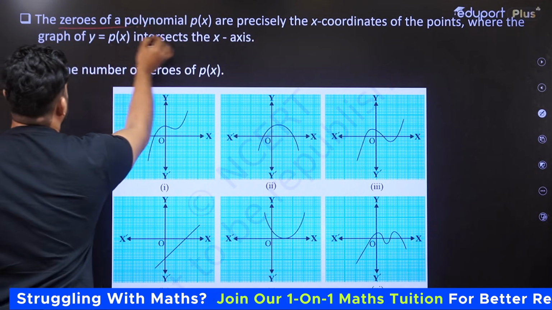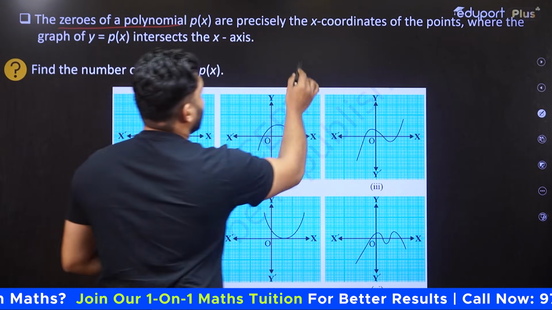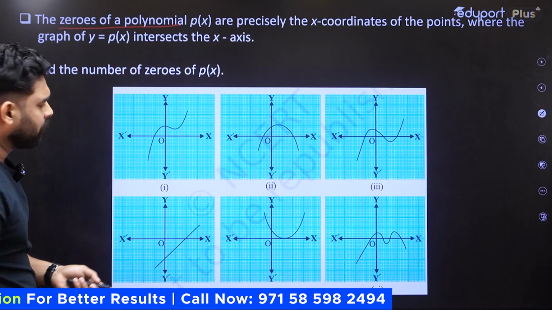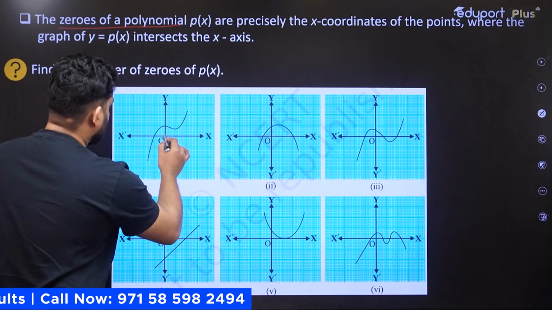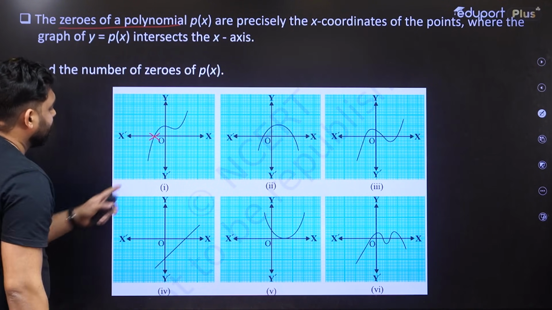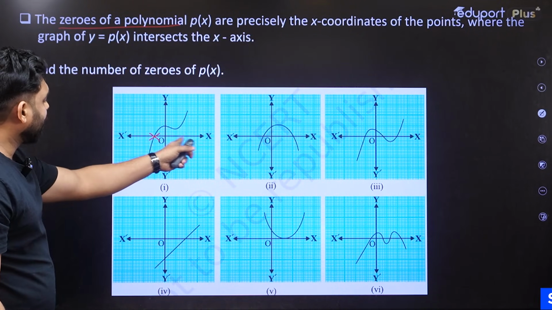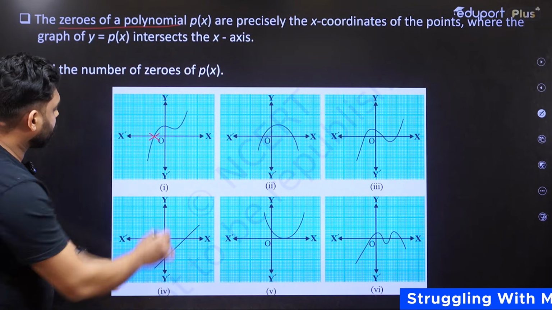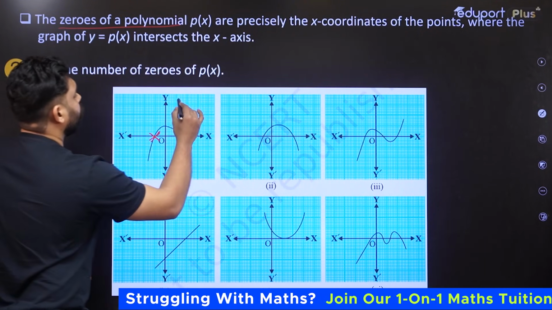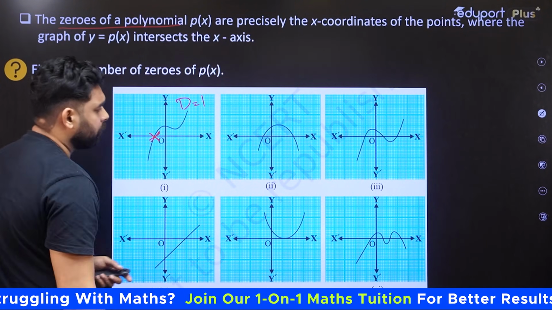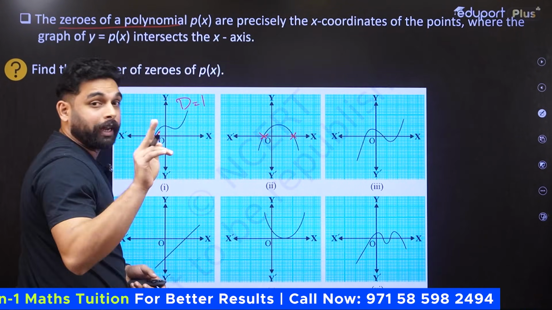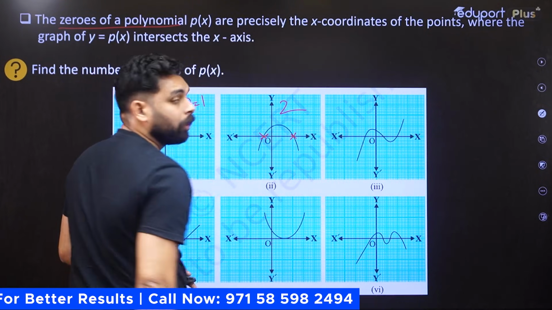The zeros of a polynomial p of x are precisely the x coordinates of the points where the graph y equals p of x intersects the x axis. Just look at this graph: this line intersects the x axis how many times? Just one time. So here the degree of the polynomial will be 1. Here the graph intersects 2 times. So here the degree of the polynomial will be 2.